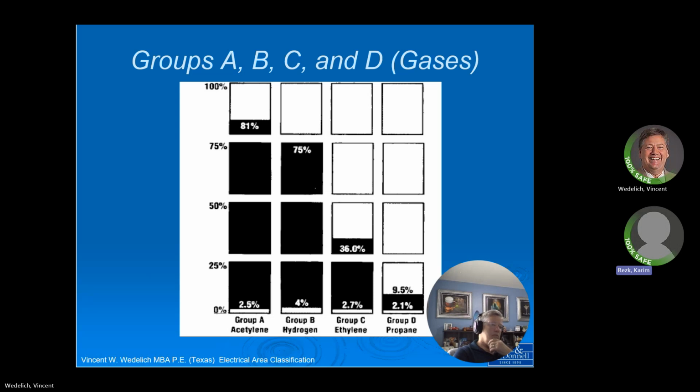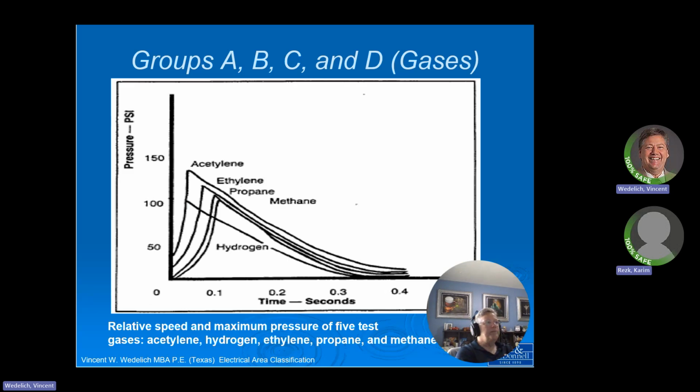The highest explosive limit. Yep, it's the upper explosive limit, or upper flammable limit. Okay. So here, what this tells you is how volatile that gas is. Acetylene rises real fast and then it tapers off. It's the most volatile. Hydrogen does the same, but it doesn't quite build up as much pressure. Still pretty tough, right?